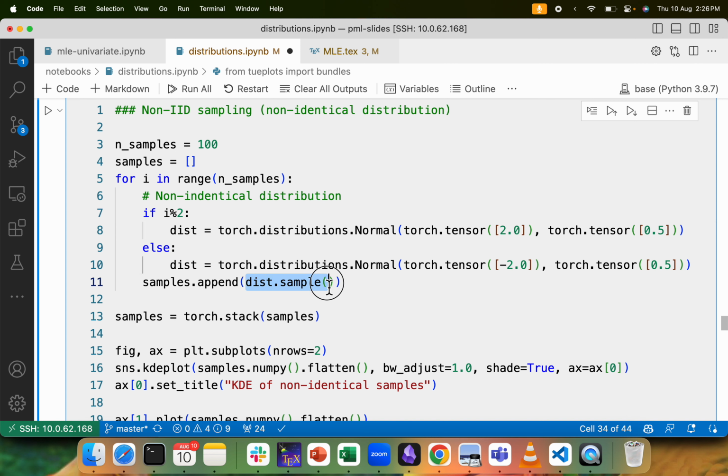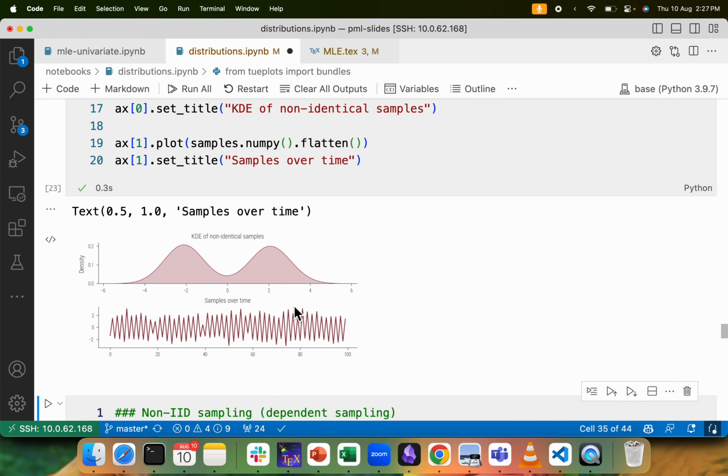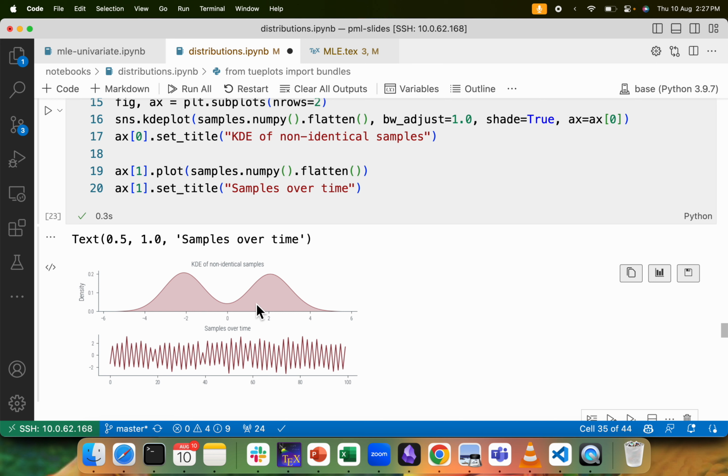And the samples, are they dependent or independent now? They're still independent because you're not building a relationship between them. Now if you see the corresponding plots, it looks like a mixture of Gaussians. You'll have two Gaussians here: one with mean 2 and the other with mean minus 2. So the density that you'll get will be something like this. And the samples you'll see are zigzag, because one is centered at 2 and the other at minus 2.